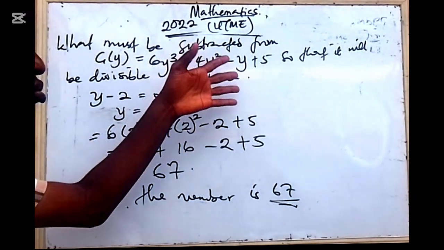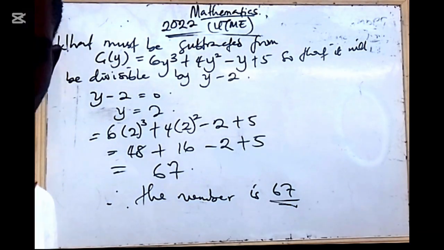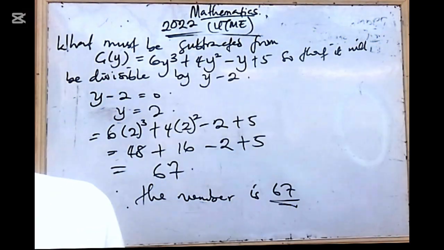So we now try it. Put it inside, then it gives this. Since they are asking what number must be subtracted, 67 is the number that must be subtracted to give us a 0 remainder.